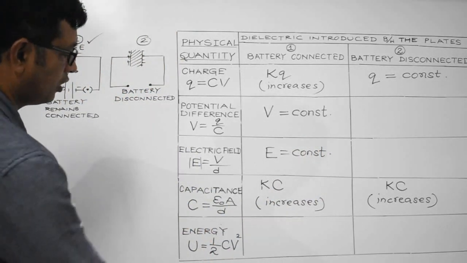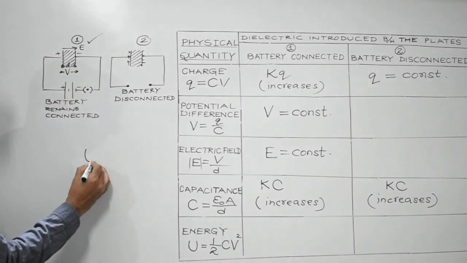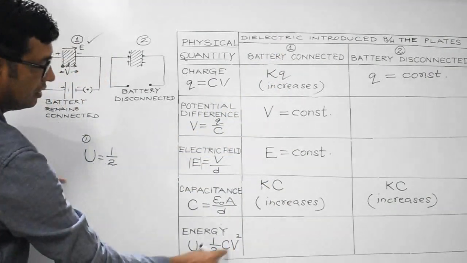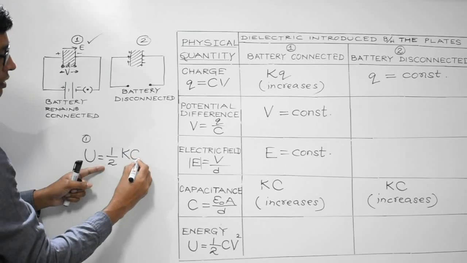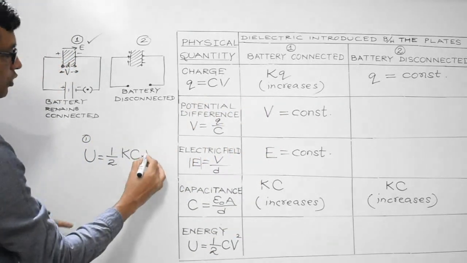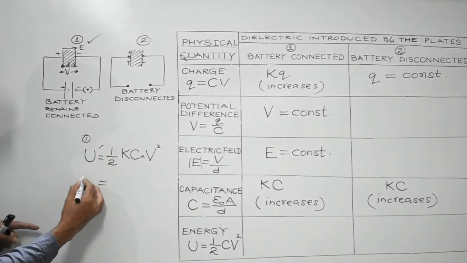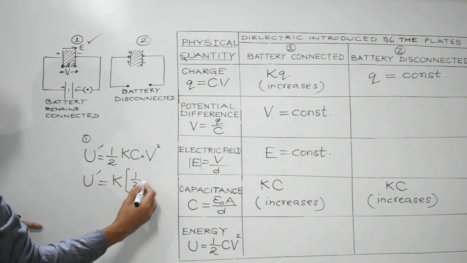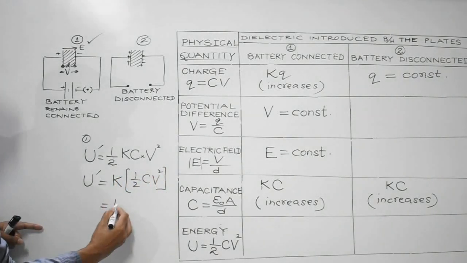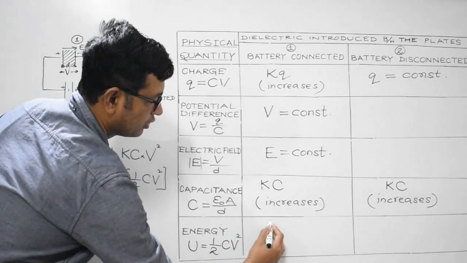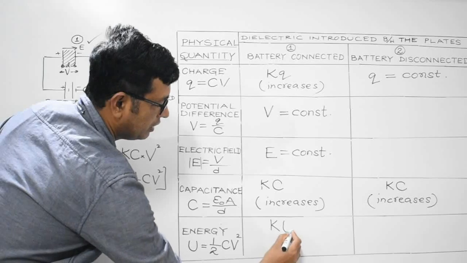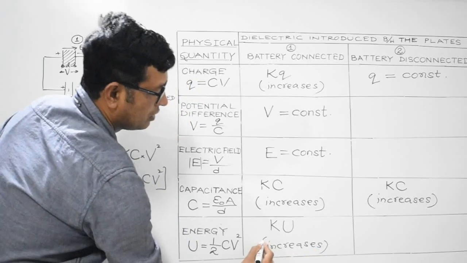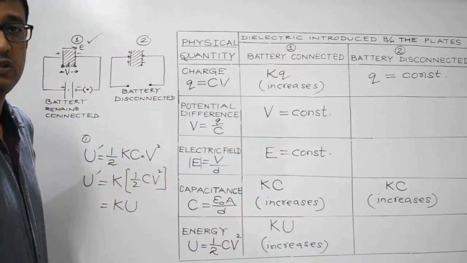What about energy? Now look, energy is half CV square. Look, new energy will be equal to half, in the first column, half C. C means K times C multiplied by V square. V is constant, so it will remain the same. So new energy will be equal to K times half CV square. That is, we will get K times new energy. So it will be K times initial energy. So it will also increase by K times. So is it okay? It's very simple, right?